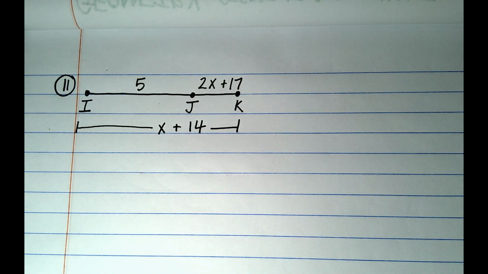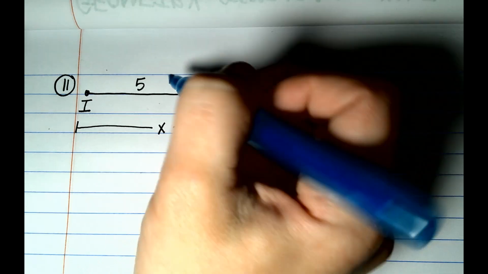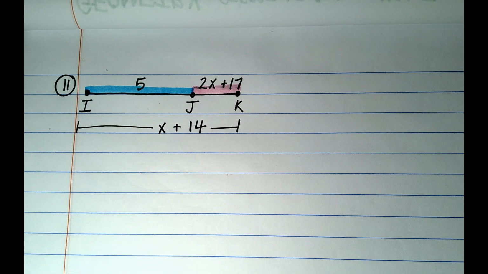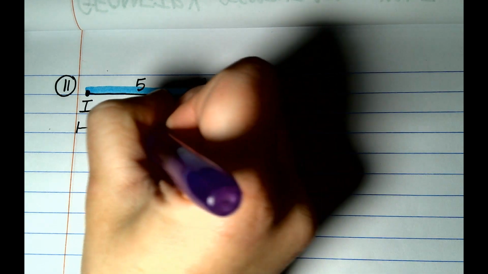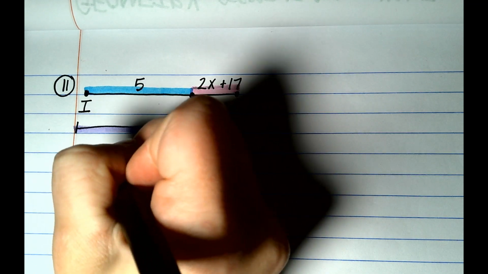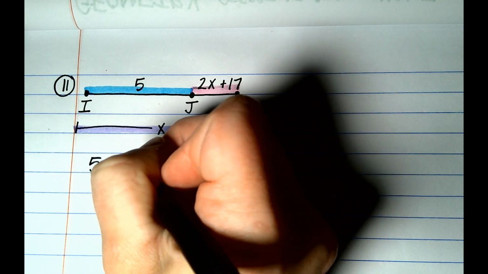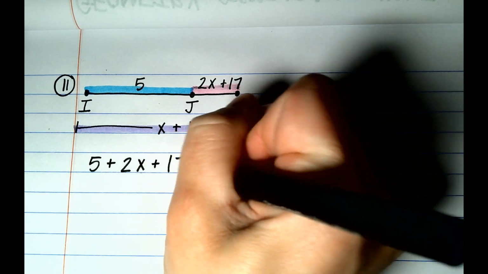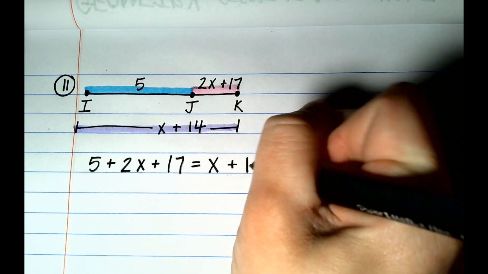Okay, so here's where sometimes the colors can come in handy. We're still adding the two small parts, the blue and the pink, to equal up to the whole, which is the purple. So how would we set this equation up? 5 plus 2x plus 17. Yes, 5 plus 2x plus 17 equals x plus 14.